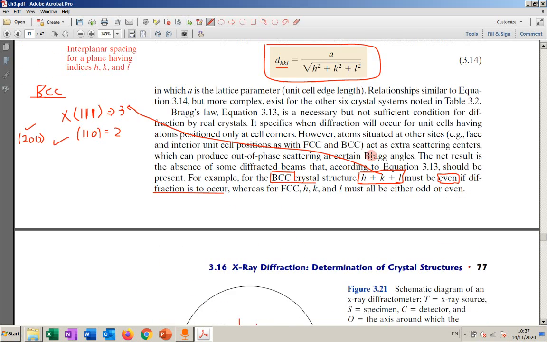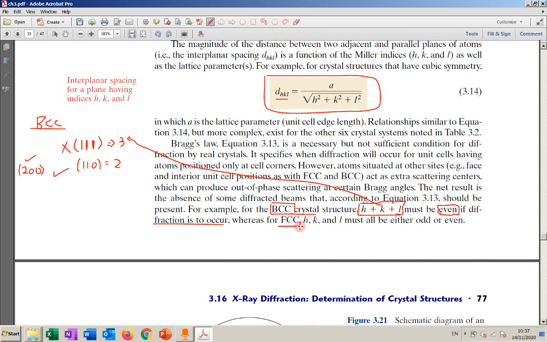Well, what about FCC? For FCC crystal structure, don't worry, we'll explain more examples for these rules. For FCC crystal structure, it says that HKL individually, each of them, not their summation. Remember here we don't have summation. For FCC, individually, each of them must be either all odd or all even. So if all of HKL are odd or all of them are even numbers, then this is an indication of FCC crystal structure.